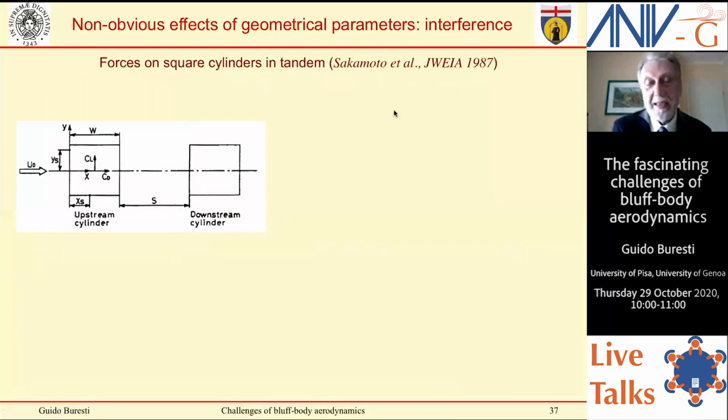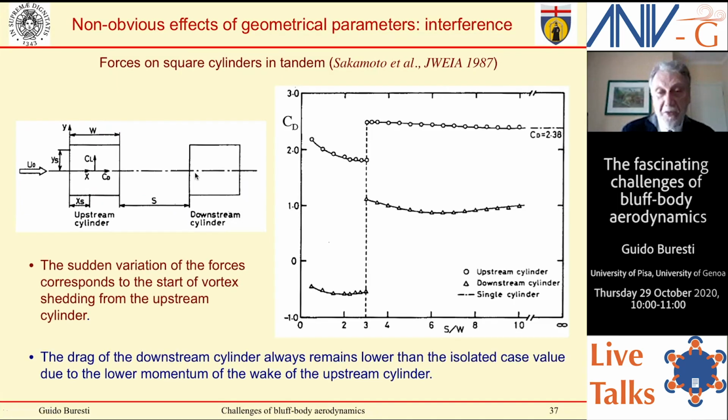Now, another case of discontinuities and non-obvious effect: interference. Interference is an extremely complex field in bluff body aerodynamics, and this is a classical test that was done. You have two rectangular cylinders separated a certain distance, and what you do is to increase this distance. And you see what happens to the loads, the drag in this case, acting on the upstream and the downstream cylinders. This is the result. And again, you see there is a certain distance at which you get a very sharp discontinuity. Actually, you may have two values at the same distance, and we will explain in a moment what this means.